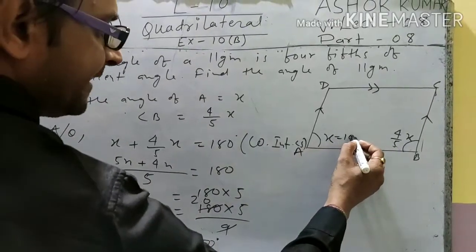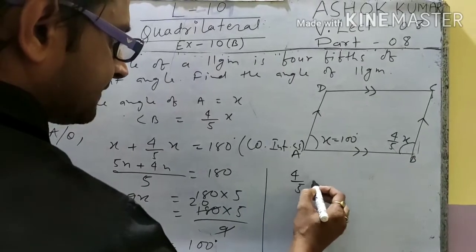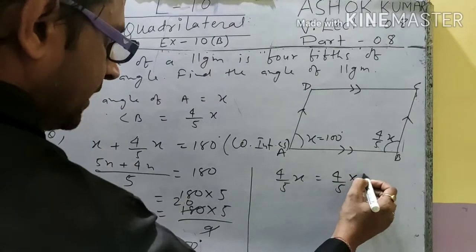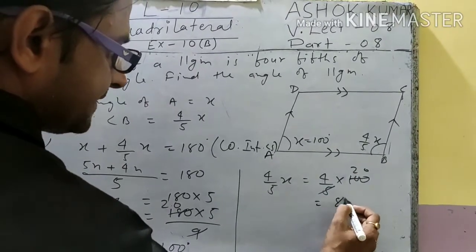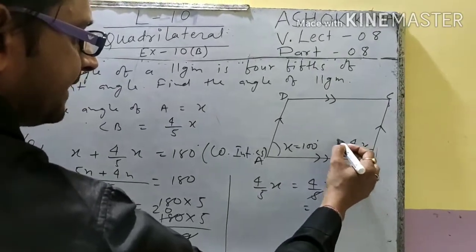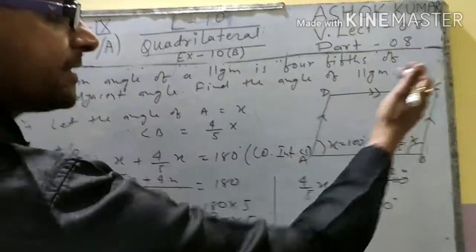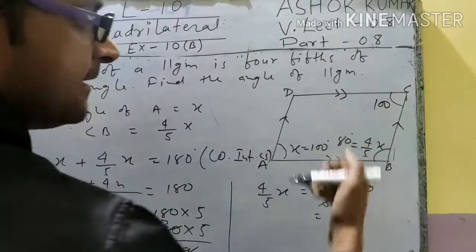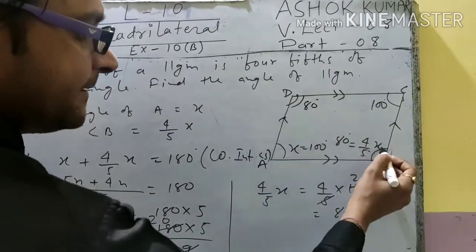So this angle is 100 degrees. And 4/5 into x is equal to 4/5 into 100. 5 twenties, so this angle is 80 degrees, and this angle is 80 degrees. We know that in a parallelogram the opposite angles are equal. So this angle is 100 degrees, so this angle is also 100 degrees. And this angle is 80 degrees, then this angle is also 80 degrees.